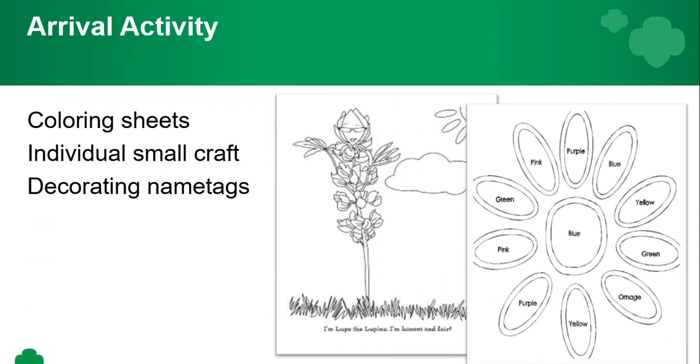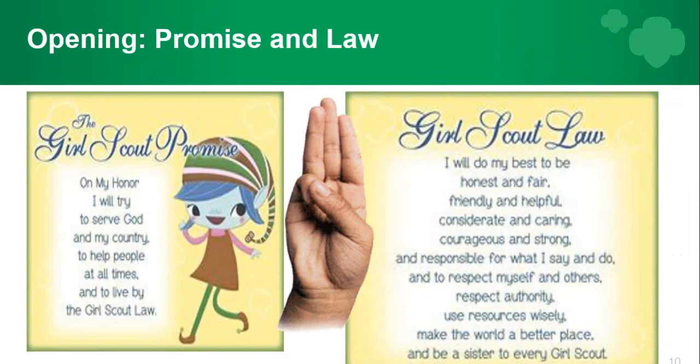So what kind of arrival activities? Coloring sheets, crafts, name tags. I pulled these off the internet. One of them is a daisy flower, and we'll get to the daisy flowers when we talk about the curriculum that's associated with the Daisy curriculum, and that was something quick I found on the internet. It doesn't have to be elaborate, it can be something really quick.